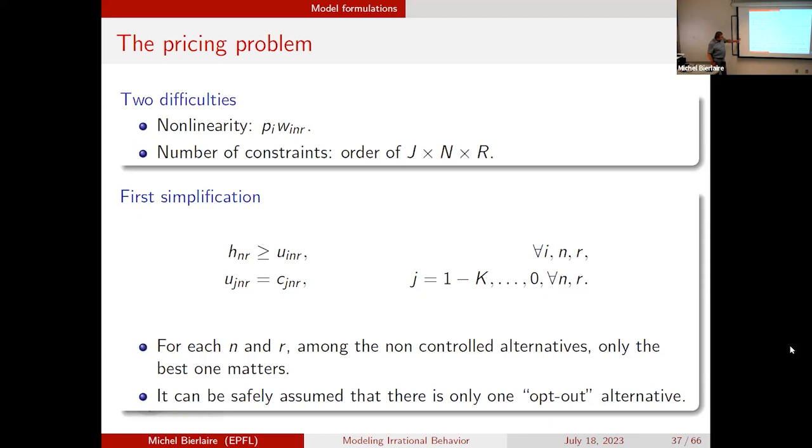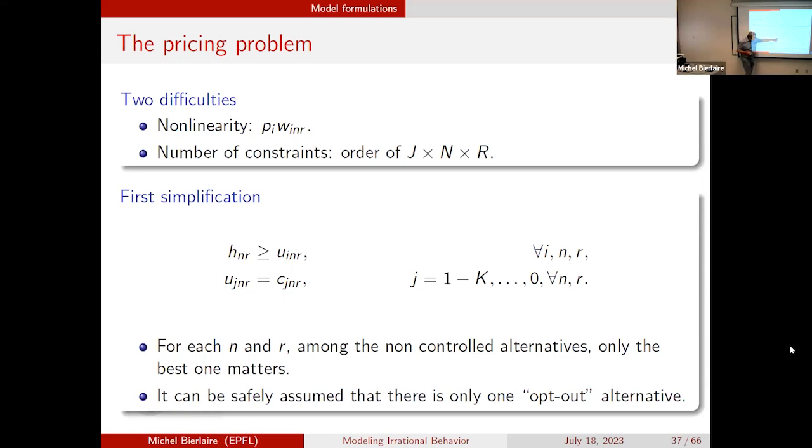Well, the first simplification comes from the fact that, if you look at these constraints, among all the competitors, the only one that actually matters is the best one for a given draw and a given individual. Why? Because this will be the main one I will compete with, and because it's constant, the others will not matter. So for each N and for each R, I will identify the best competitor, and this will be my competitor for this draw and this individual. So I will be able to basically remove everything else.